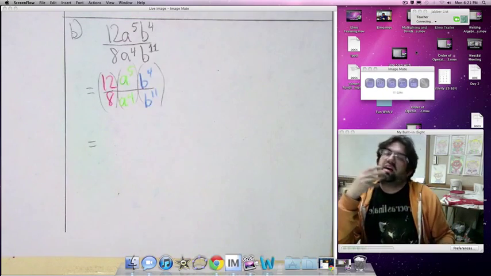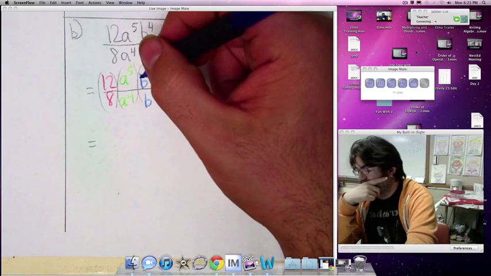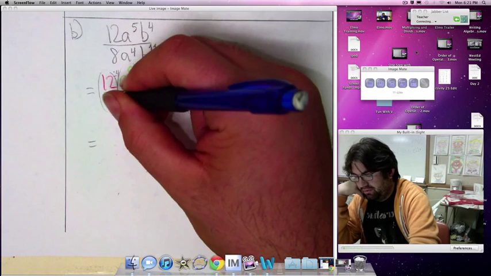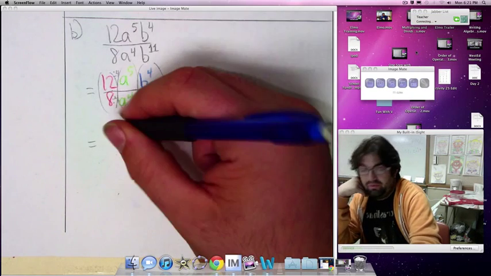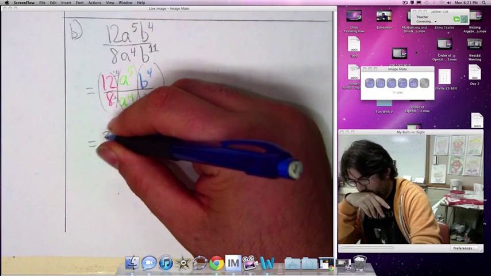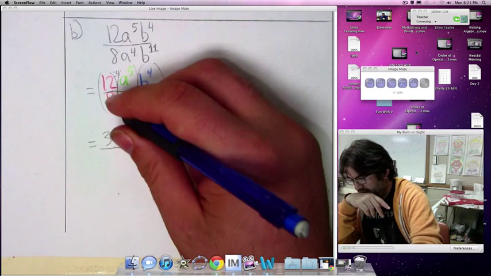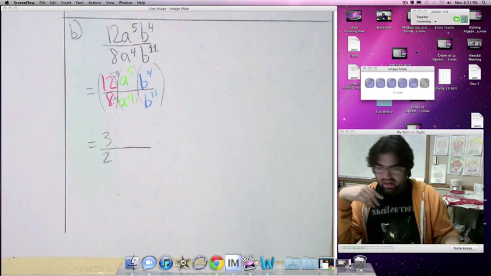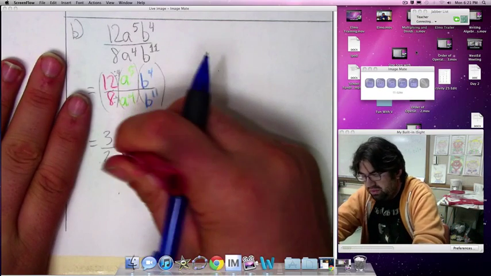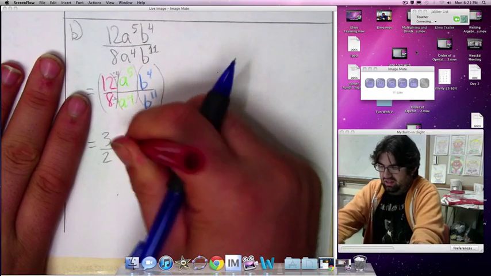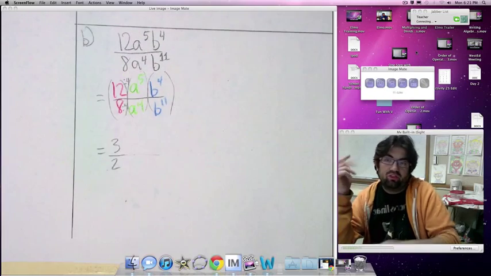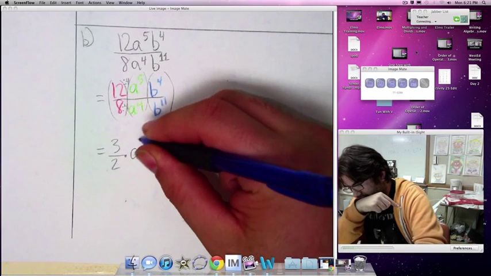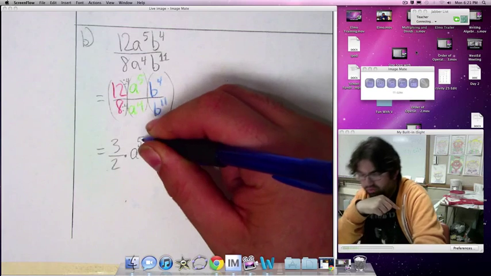12 and 8. What can I divide 12 and 8 by? 2. I can use 4. Go with the bigger number. Please divide top and bottom by 4. We're going to simplify. 12 divided by 4 is 3. 8 divided by 4 is 2. Okay? And actually, the book did this. They left the coefficient out there in the front and didn't make it one long fraction, so we'll do the same. 3 over 2 times a to the 5th plus 4.